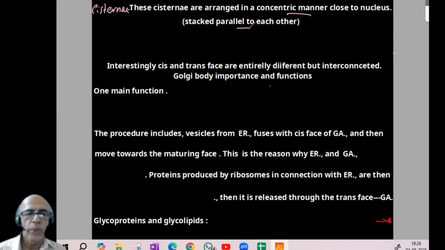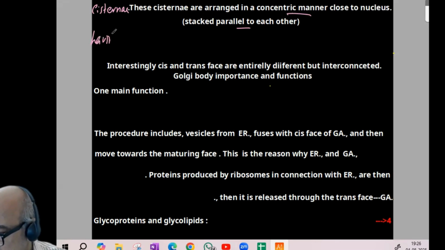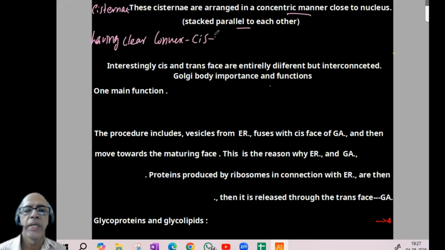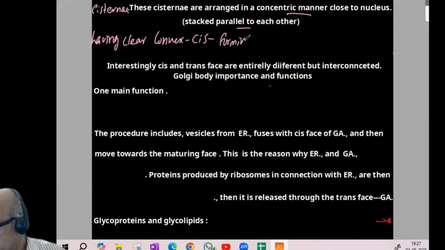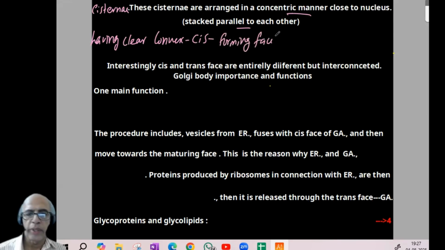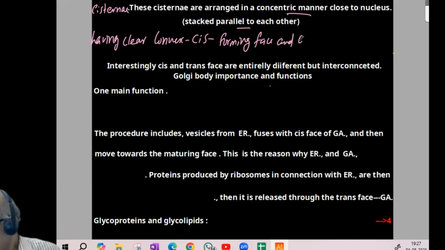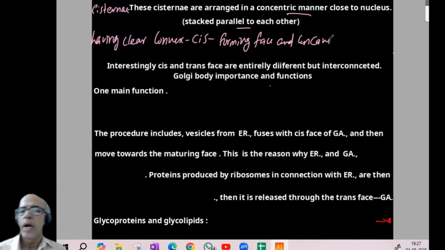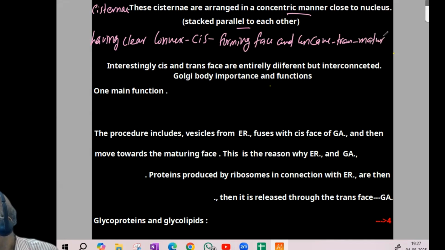These cisternae are arranged in a concentric manner, close to the nucleus and stacked parallel to each other. There are two faces: one convex, otherwise called cis, otherwise called forming face. Important, like luminal and extraluminal: forming face, and concave, otherwise called trans, otherwise called maturing face. Interestingly, cis and trans faces are entirely different, but they are interconnected.